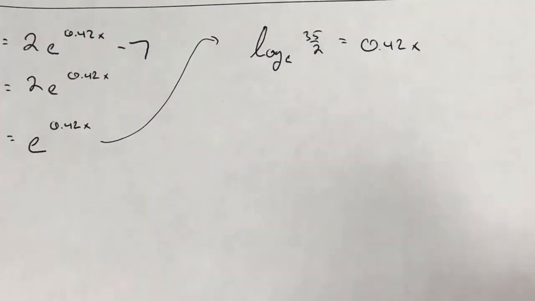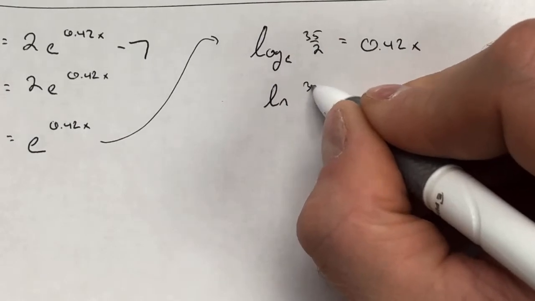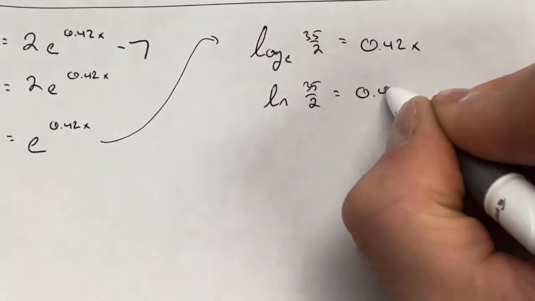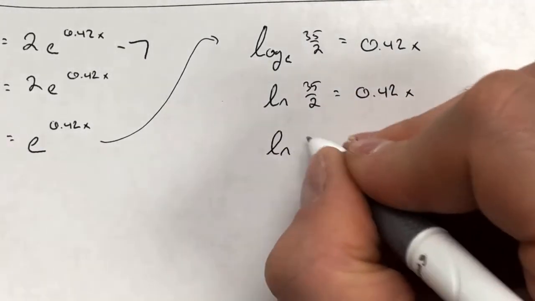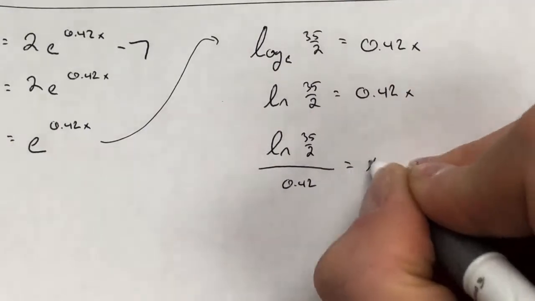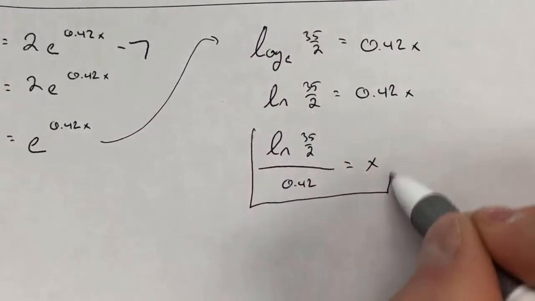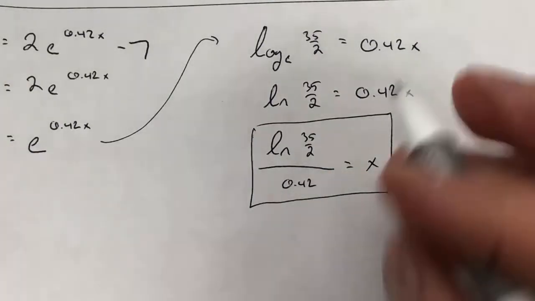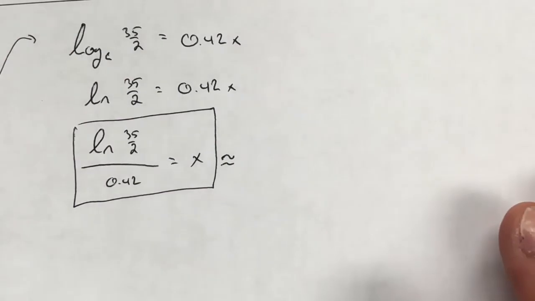Awesome. And so from this point forward, we know the log base e is just a fancy way of saying natural log. Natural log of 35 over 2 is 0.42x. I divide that by 0.42. So the natural log of 35 over 2 divided by 0.42 is equal to x. Now again, depending on if you want an expression for your answer, this would be your value. Or if you'd like to approximate that, I could go ahead and type this in.